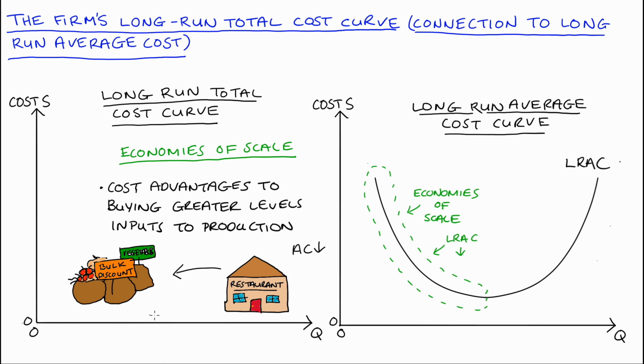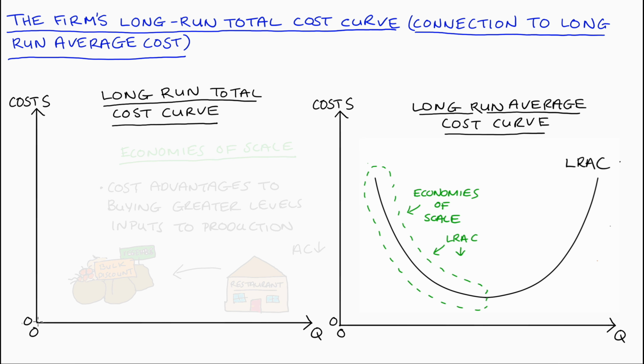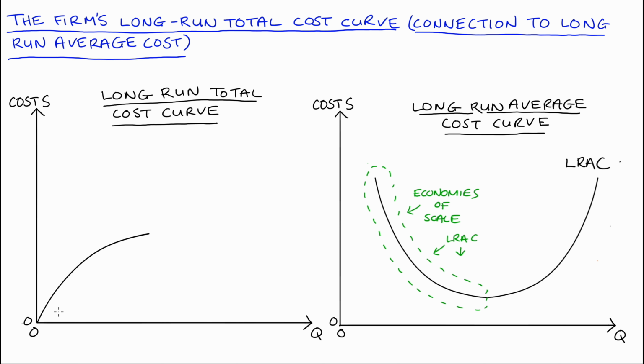So these are different explanations for economies of scale, and different textbooks and courses might focus on specific reasons rather than others. In any case, the reduction in average costs will mean for our long run total cost that initially as quantity increases, our long run total cost will increase at a decreasing rate, expressing that lower average cost. So something like this.